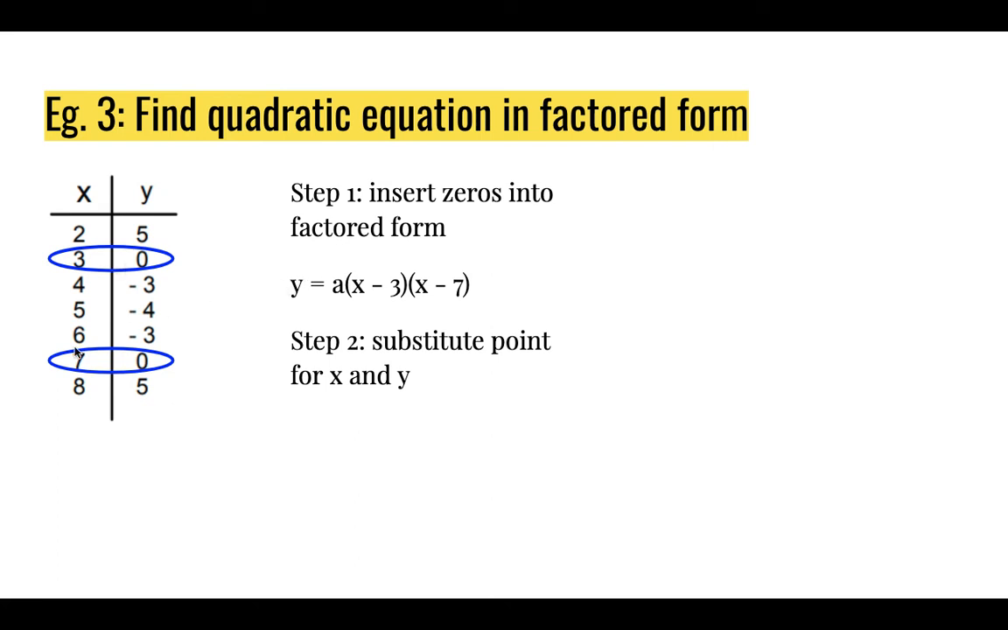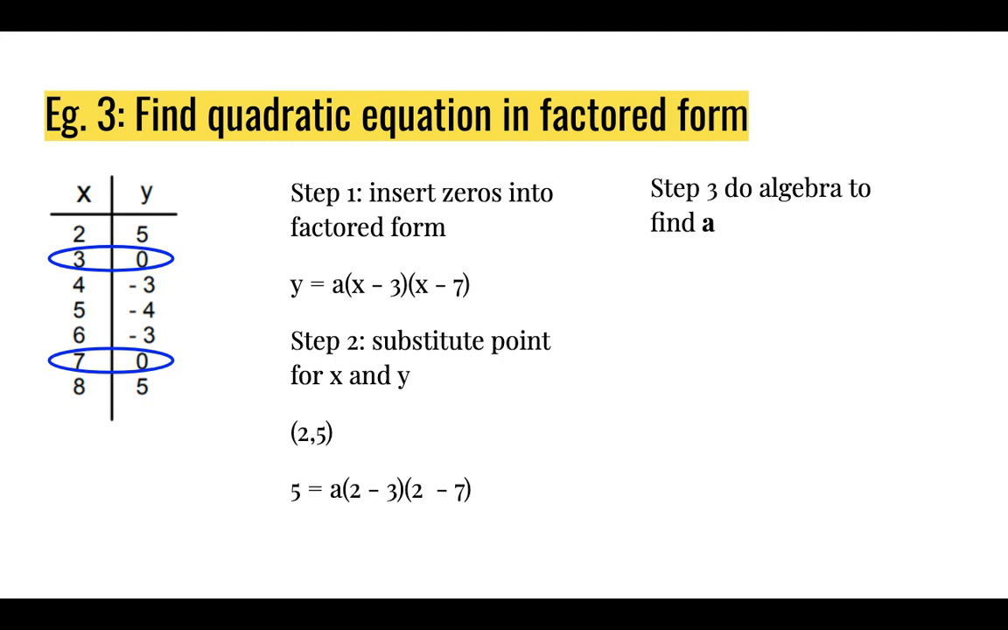You can choose any other point that you'd like. I'm going to choose the top one just to make it simple. It's the first one. So I'm going to put in 2 for x and 5 for y. So 5 equals a times 2 minus 3 times 2 minus 7. Then we're going to do our algebra to find a.